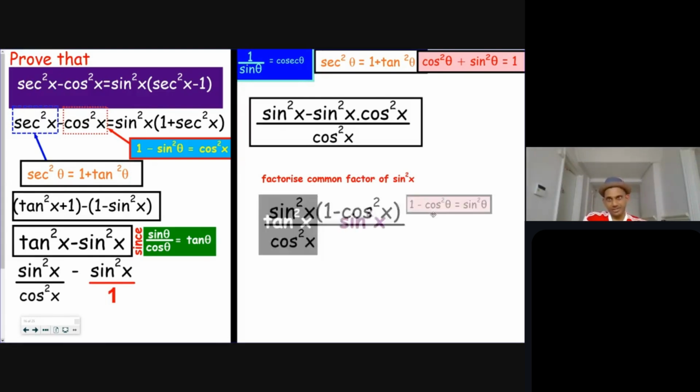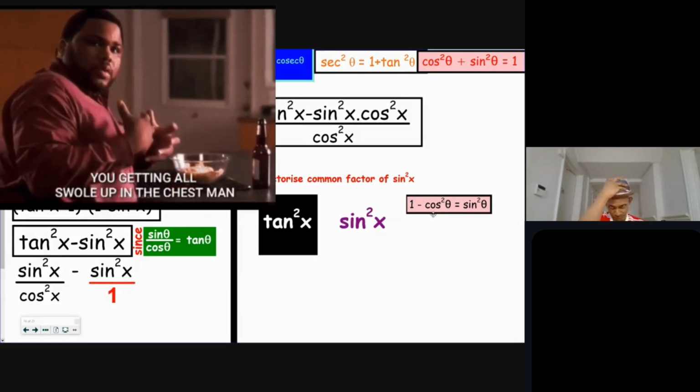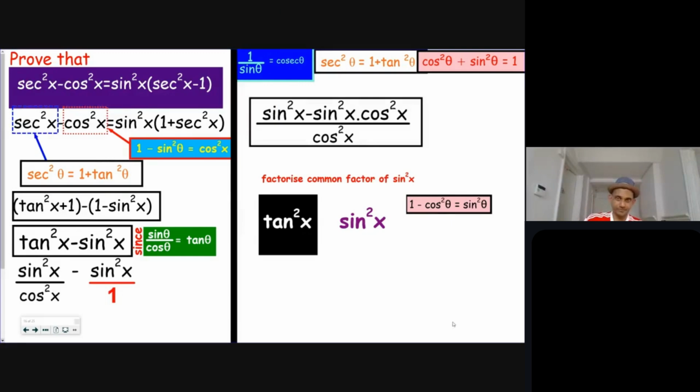Now brace yourself again. So, hence, then are we finished? No. But the last bit would say, well, since tan squared plus 1 equals sec squared, well then sec squared minus 1 equals tan squared, as required.